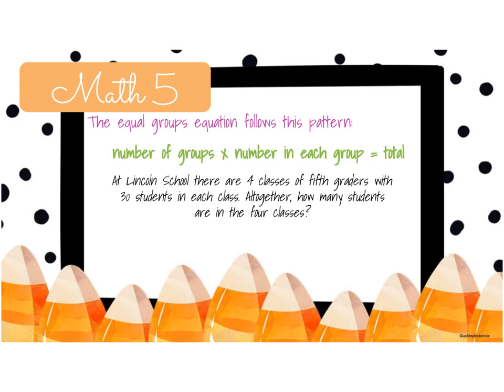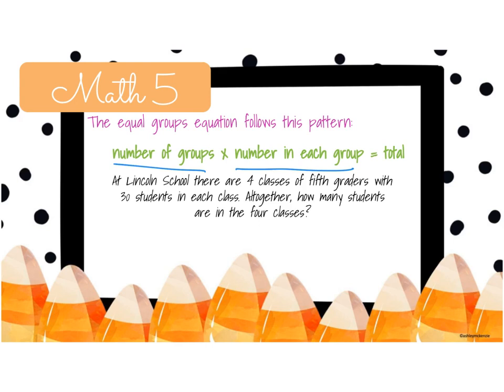Okay, here's an example. At Lincoln School, there are 4 classes of 5th graders with 30 students in each class. All together, how many students are in the 4 classes? Please work this out on your whiteboard, how you think it should be worked out. And show me an equation. I want a horizontal equation, just like this, the number of groups times the number in each group, and then show me the total. So you can work it out vertically, but I also want you to write it out horizontally. Once you have your answer, show me your boards. If you're at home, press pause and then check your work when you're ready.